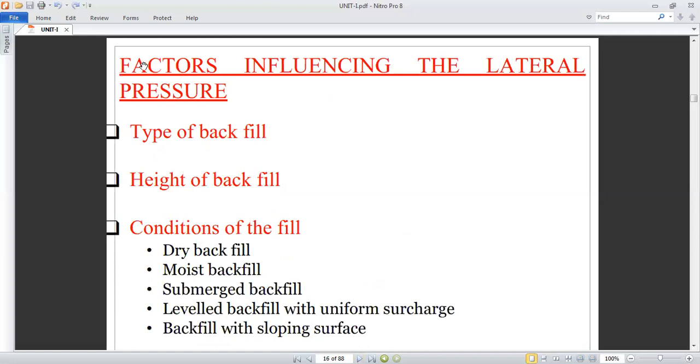Okay, so these are the factors influencing your lateral pressure. Some elements influence the lateral pressure. That is your type of backfill, that is, what material of backfill is there. Next one, the height of the backfill, at what height the backfilling is done, and the condition of the backfill, whether it is dry, moist, semi-dry, or submerged.